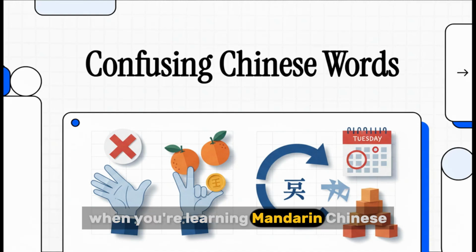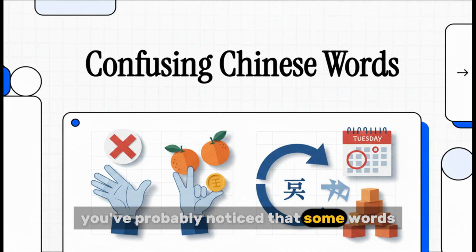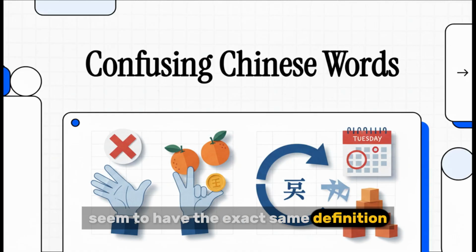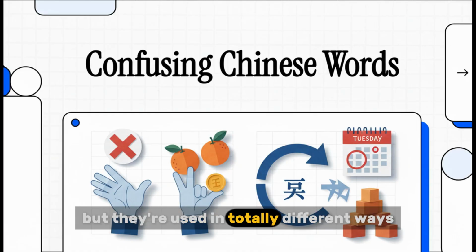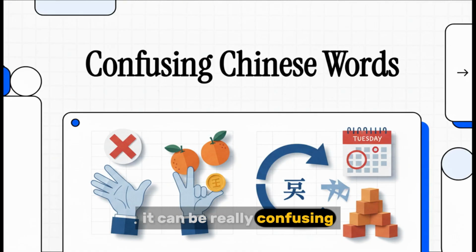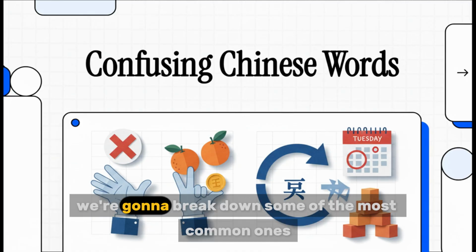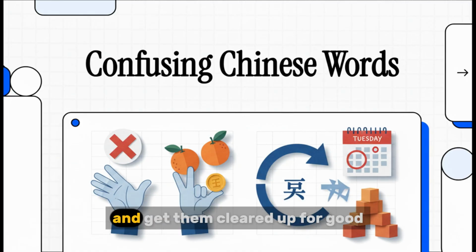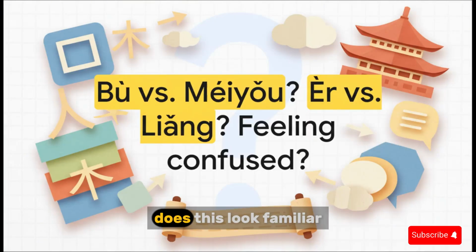When you're learning Mandarin Chinese, you've probably noticed that some words seem to have the exact same definition, but they're used in totally different ways. It can be really confusing. So in this explainer, we're going to break down some of the most common ones and get them cleared up for good. Does this look familiar?